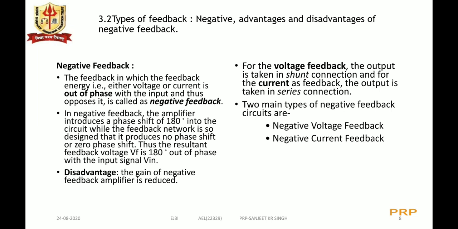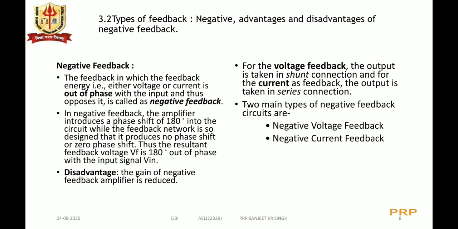Now for the negative feedback amplifiers, of course the feedback signal has to be out of phase with the input, and thus it will oppose the input, reducing it. It is also called degenerative feedback or inverse feedback. In negative feedback, the amplifier introduces 180-degree phase shift, and the feedback circuit is designed to have 0-degree phase shift. Therefore the output will be 180 degrees out of phase with the input. That results in subtractive operation on the input side, that means the input reduces compared to the initial input signal.